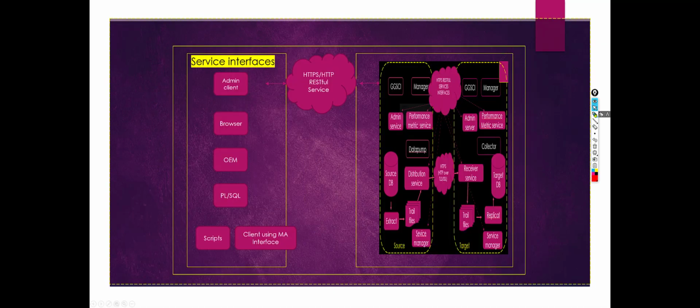Okay, and these are all the service interfaces that can be used to access these components. So we have command line tool, admin client, we have browser, which is a web-based GUI interface, okay, which is cloud ready. So Oracle has introduced this because of Oracle Cloud. But in older versions we don't have any browser interface. Then we can use OEM, we can use PL SQL, we can use scripts, we can use MA interface. So there are a lot of different ways that we can access these components.